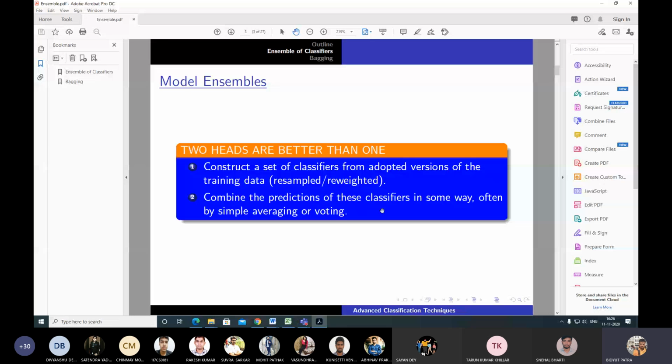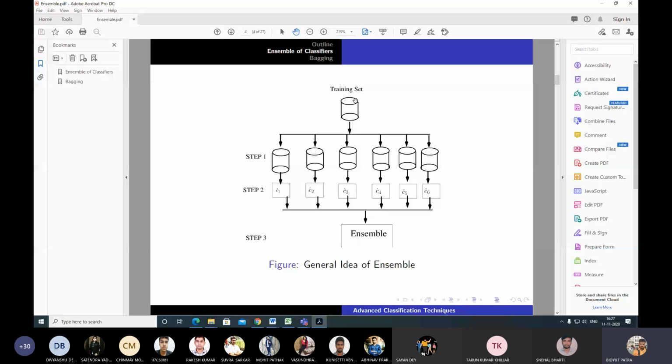So this is what is called the ensemble of classifiers. It has two parts, as you see: the adapted version of the training data. Please note that we have only a single training data set, and from this training data we will generate different training sets, either using resampling or reweighting. Based on these two criteria, we will have two different techniques for ensemble of classifiers. Here we have the original training data set, and from it you generate multiple training data sets.